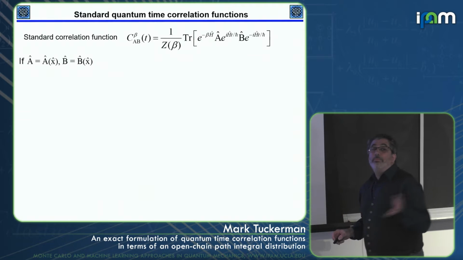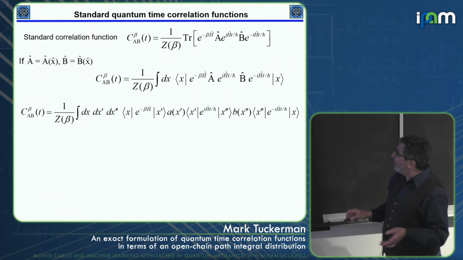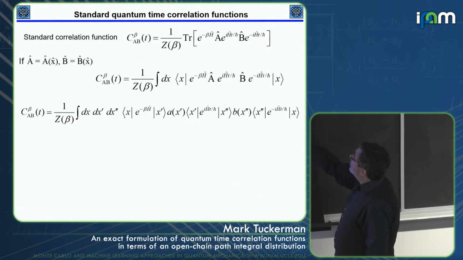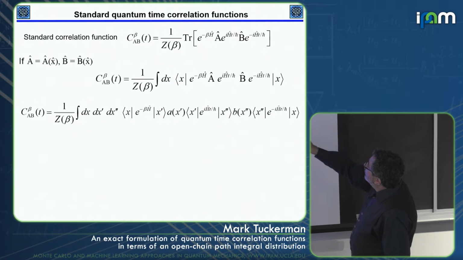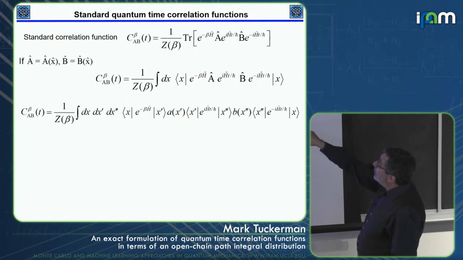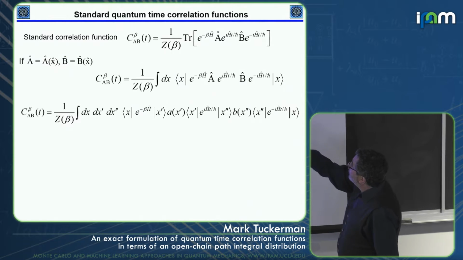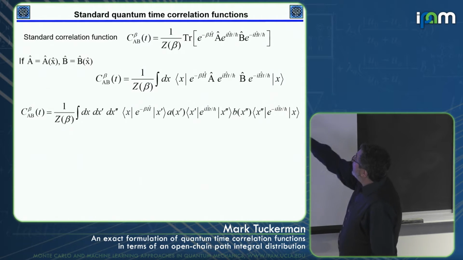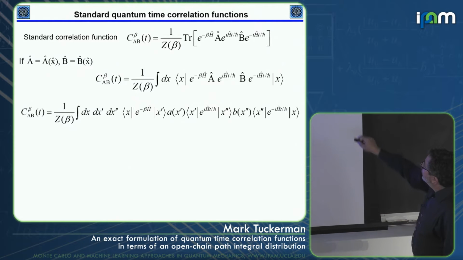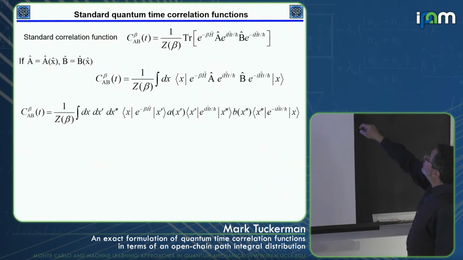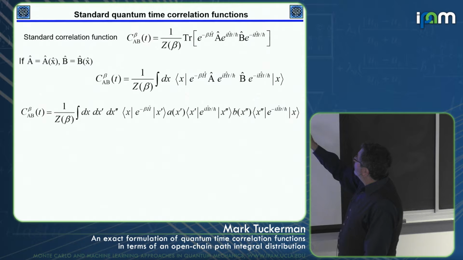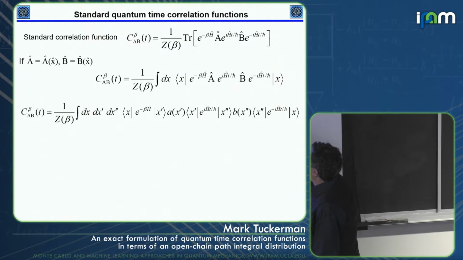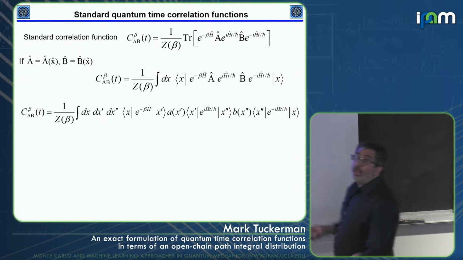And if they're functions of position, which is often the case, then you can take your correlation function and separate off all the terms, again, using this resolution of the identity. And if that's a function of x, that's a function of x. You can replace these by their eigenvalues. And so you get a product of matrix elements of either forward time propagators or backward time propagators, because you have a plus sign here, or Boltzmann operators.